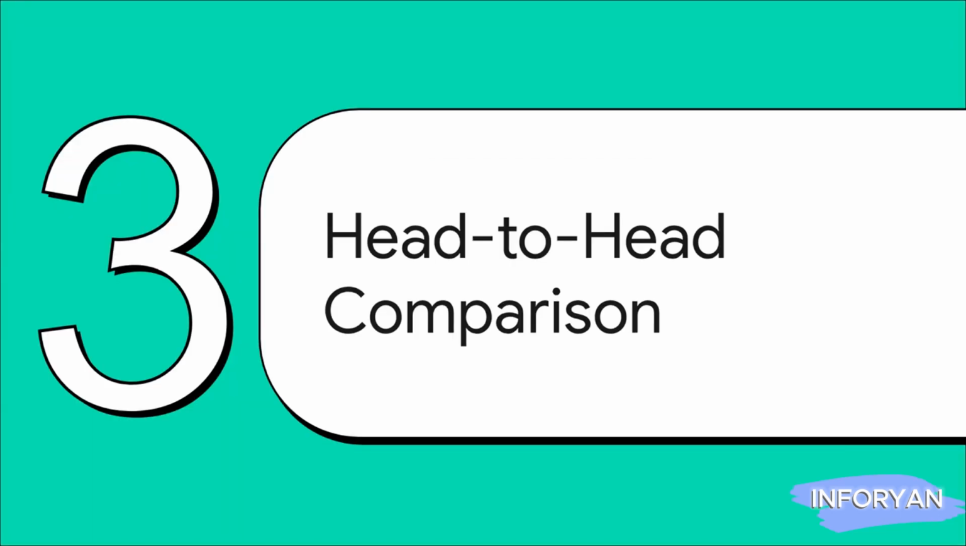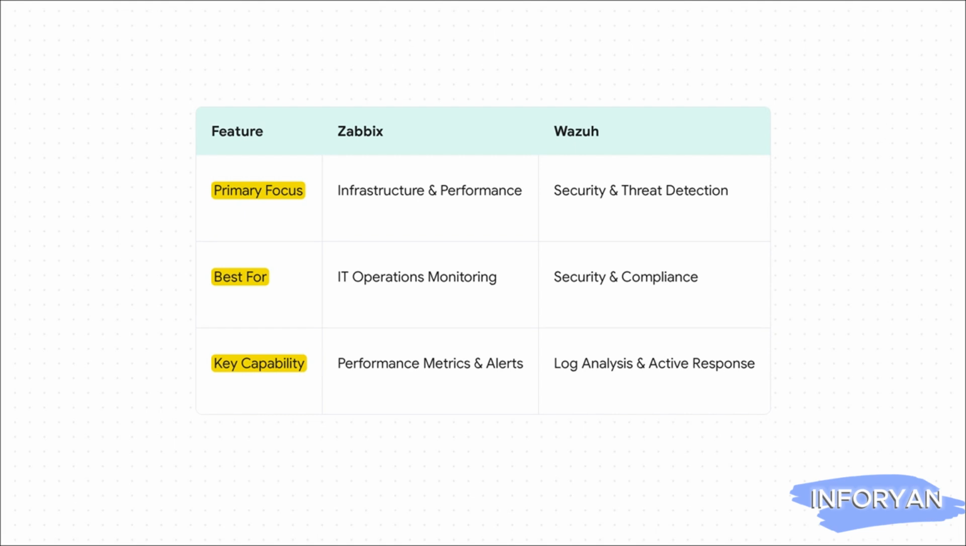Okay, so we've met the contenders. Now let's do what we came here to do. Let's put them head to head and see exactly where the differences lie. And I mean, the split is just immediately obvious, isn't it? Zabbix is built for IT ops. It's all about performance. Wazuh is built for security ops, and it's all about threat detection. They're basically operating in these parallel universes, just within the same IT environment. To put it really simply, one keeps it running, and the other keeps it safe.